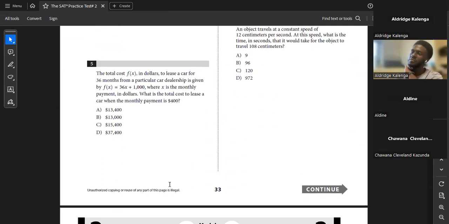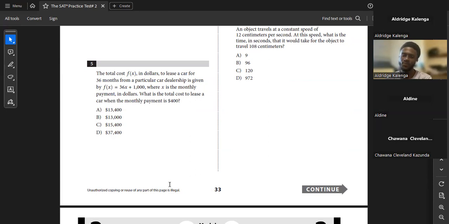Okay, so the total cost, f of x in dollars, to lease a car for 36 months from a particular car dealership is given by f of x is equal to 36x plus 1,000, where x is the monthly payment in dollars. What is the total cost to lease a car when the monthly payment is $400?